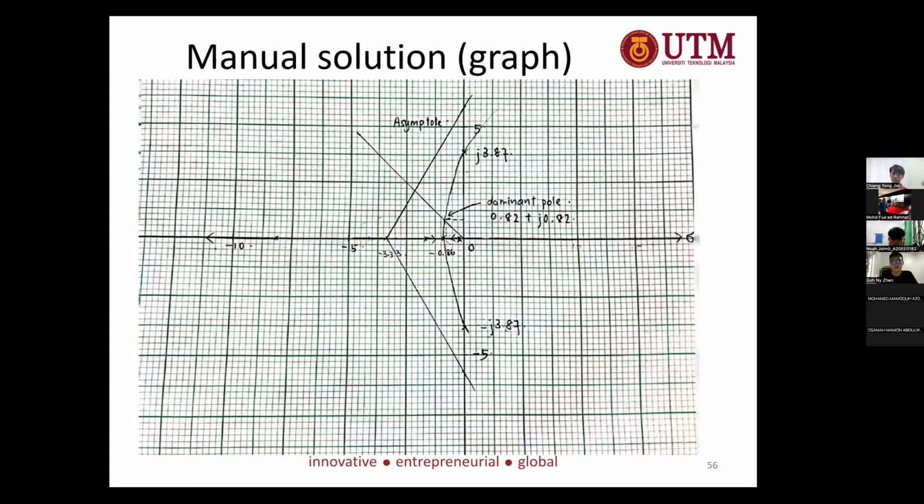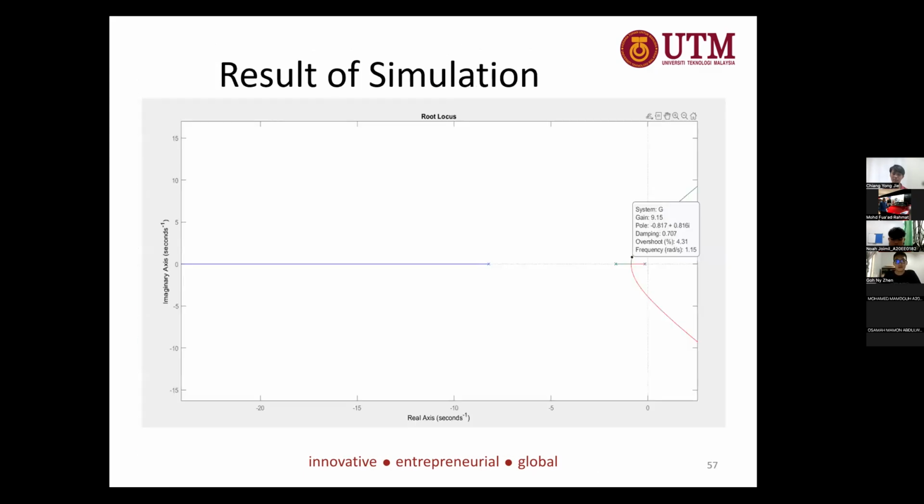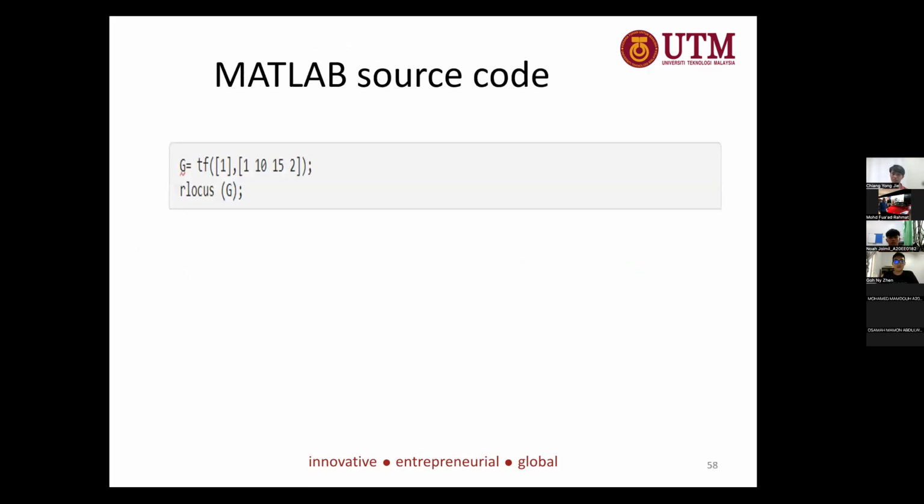Next, this is the root locus drawn. So in MATLAB, the K gain value is 9.15, which is slightly different from my calculation, 9.2. Next. So this is my MATLAB source code. It looks short, but it's functioning. Next.